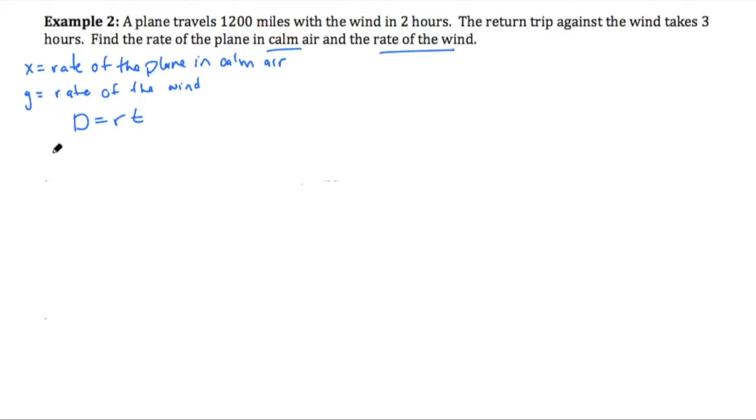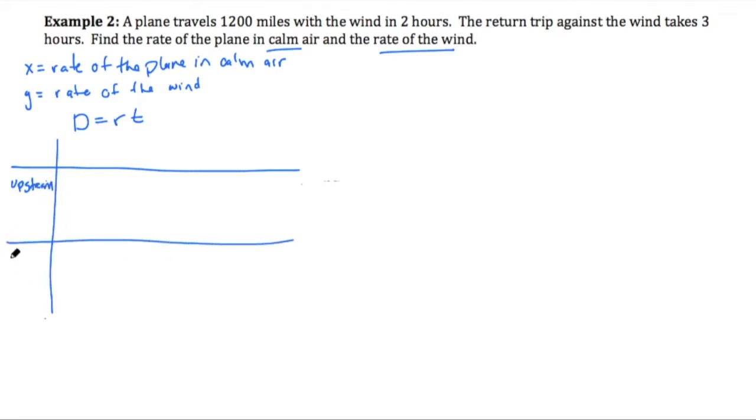So our table here, I'm going to make the first row of it our upstream, and the second row here will be downstream. And we're going to basically set up each piece of this puzzle here. So I'm going to start with the rate, add in the time, and we know that if we take rate times time, we will get our distance.